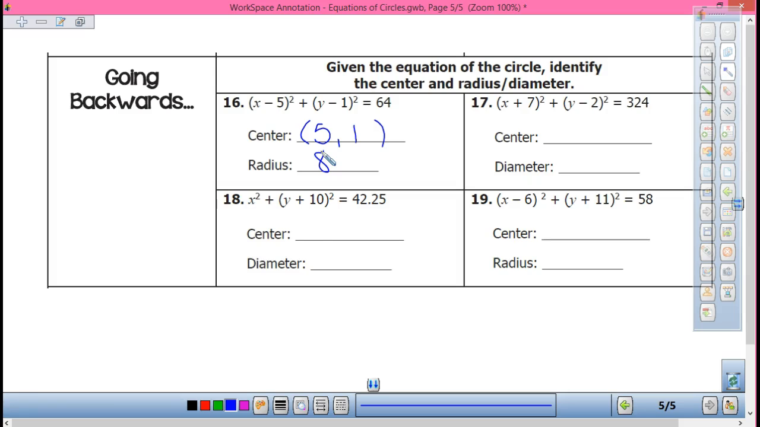Okay, so 18, my center is 0, negative 10. If that's r squared, how can I find r? Take the square root of that guy. Okay, so that's my radius, right? So if my radius is 6.5, be very careful because I screwed this up too when I was doing it. It's asking us for the diameter, which is 13.